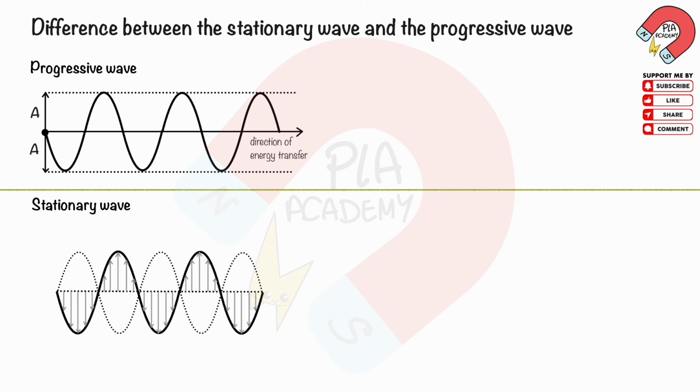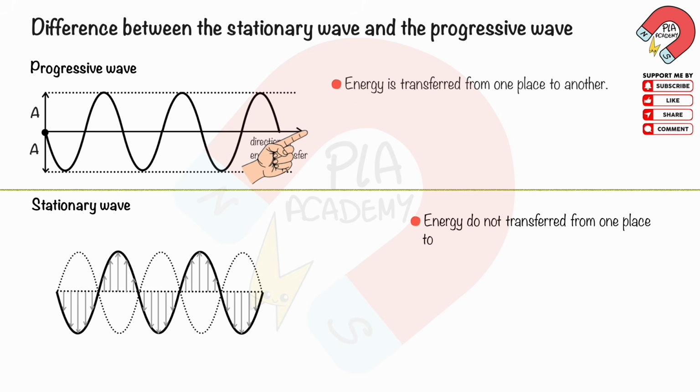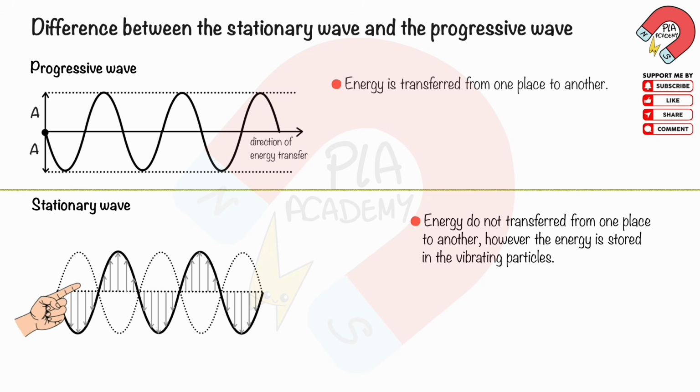Difference between the stationary wave and the progressive wave. The progressive wave can transfer energy from one place to another. The progressive wave transfers the energy in this direction. The stationary wave cannot transfer energy from one place to another. However, the energy is stored in the vibrating particles, like this.